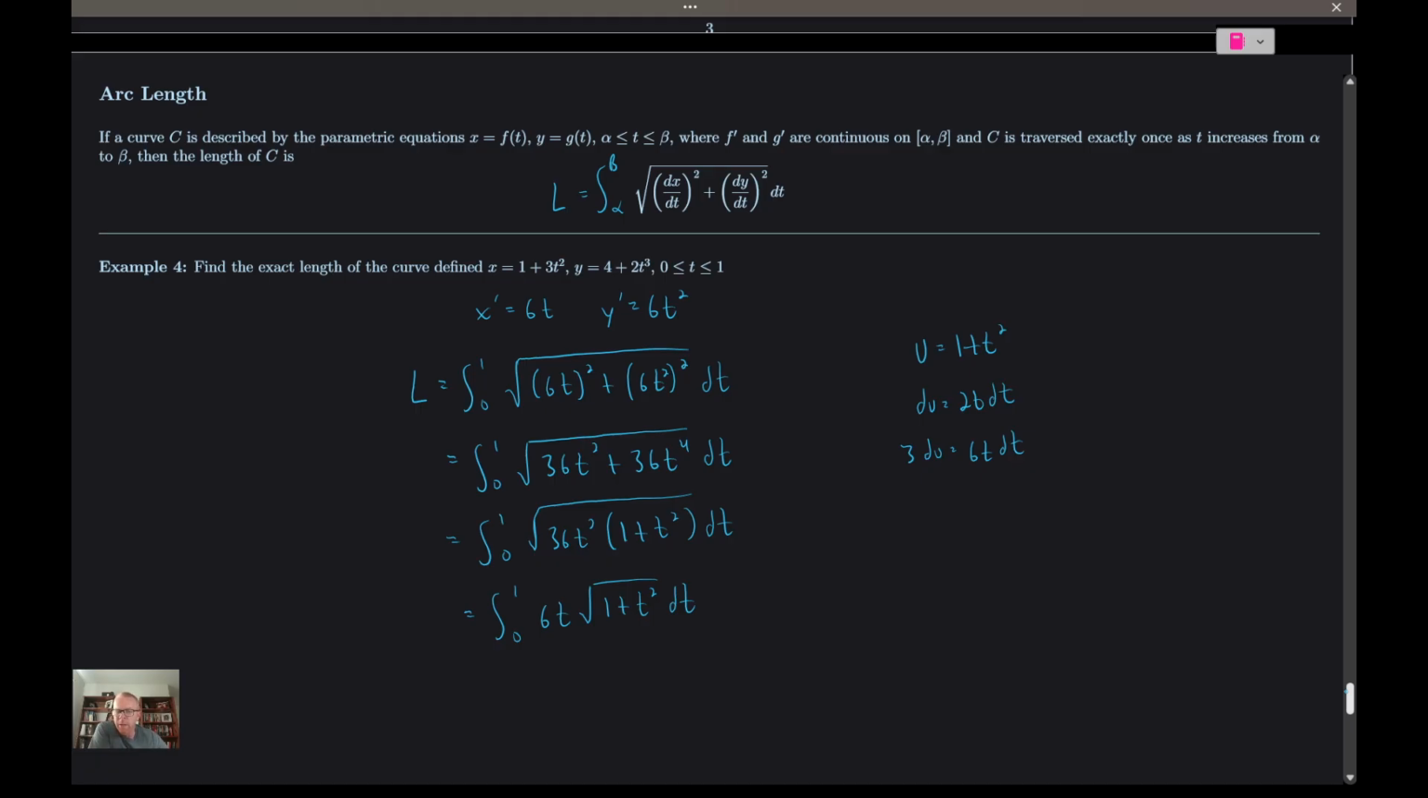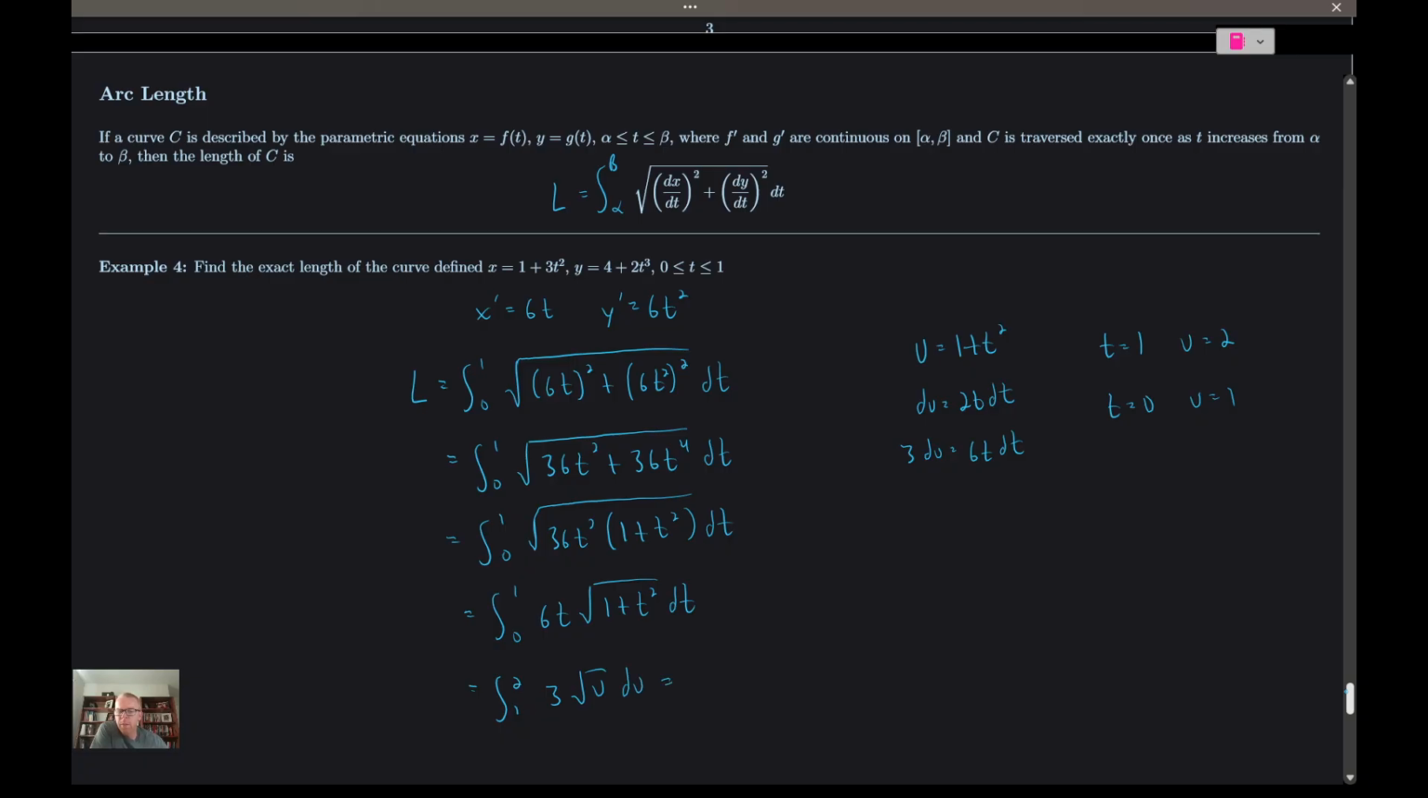Then let's look at our limits of integration. When t is 1, u would be 2. And when t is 0, we plug in 0 here, and we get that u is 1. So now our integral is from 1 to 2. 6t dt is going to be 3 du. So this will turn into 3 square root u du.